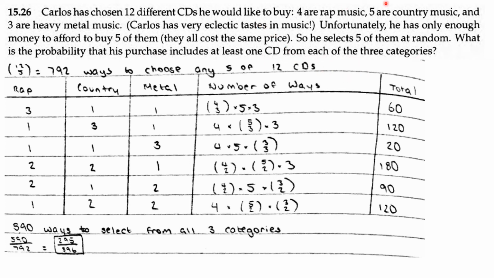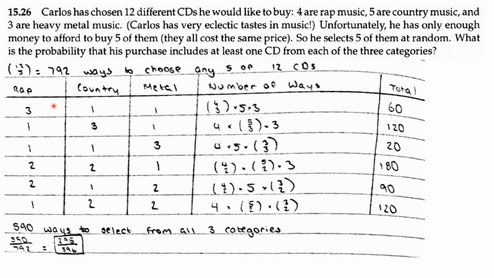So since there are 12 different CDs in total that he would like to buy, and he can only buy 5, 12 choose 5 is 792 ways to choose any 5 of the 12 CDs, so that's the total. And then we find the combinations with all of them adding up to 5: rap, country, metal, and then the number of ways to arrange them, and the total.